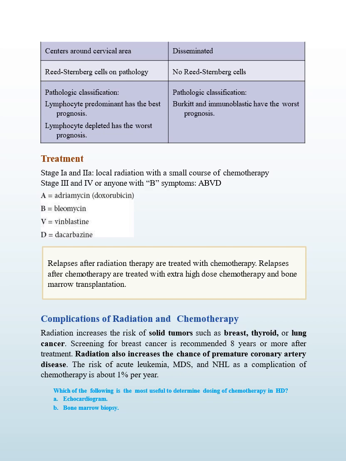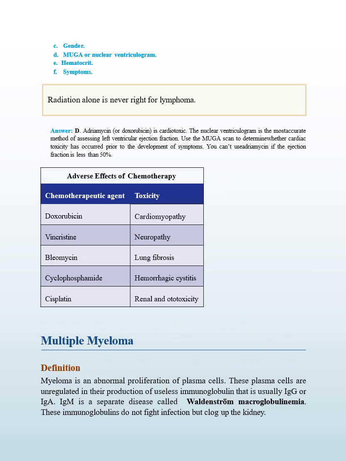And here let's discuss a clinical vignette which is asking which of the following is the most useful to determine dosing for chemotherapy in HD or Hodgkin disease. A. Echocardiogram. B. Bone marrow biopsy. Let's go to the next slide, 46. C. Gender. D. MUGA scan or nuclear ventriculogram. E. Hematocrit. F. Symptoms.